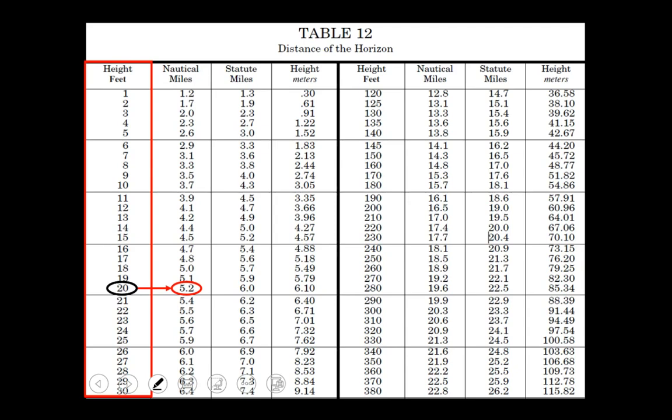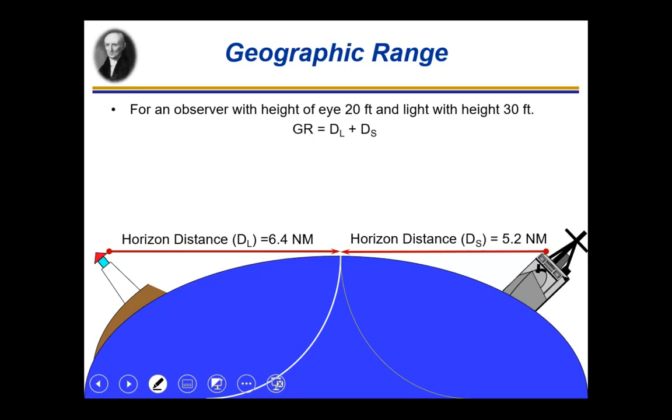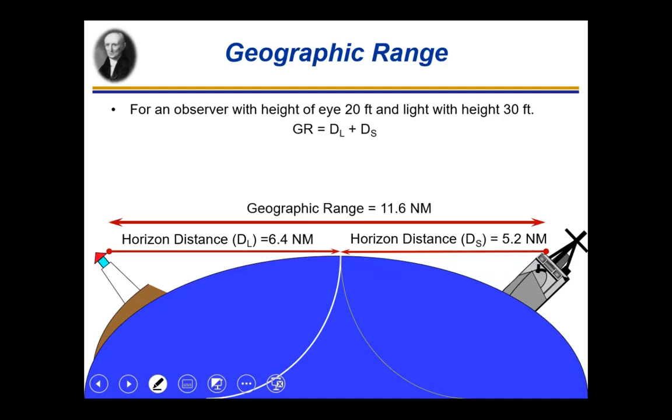Again, now we're going to move down to the height of the light, which is 30 feet. And then we're going to read out the horizon distance in nautical miles directly next to it of 6.4 nautical miles. Look at that. Now you have to add both those values together to get the geographic range. This should look familiar. Once more, if you really hate math, you can use Table 13.